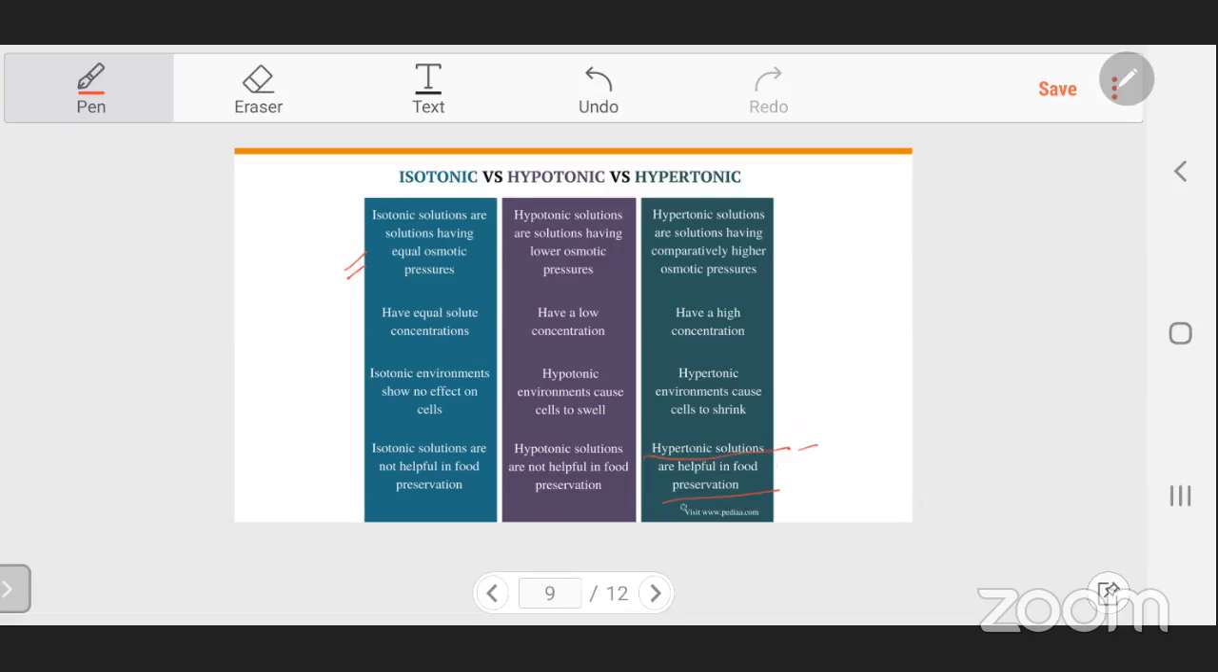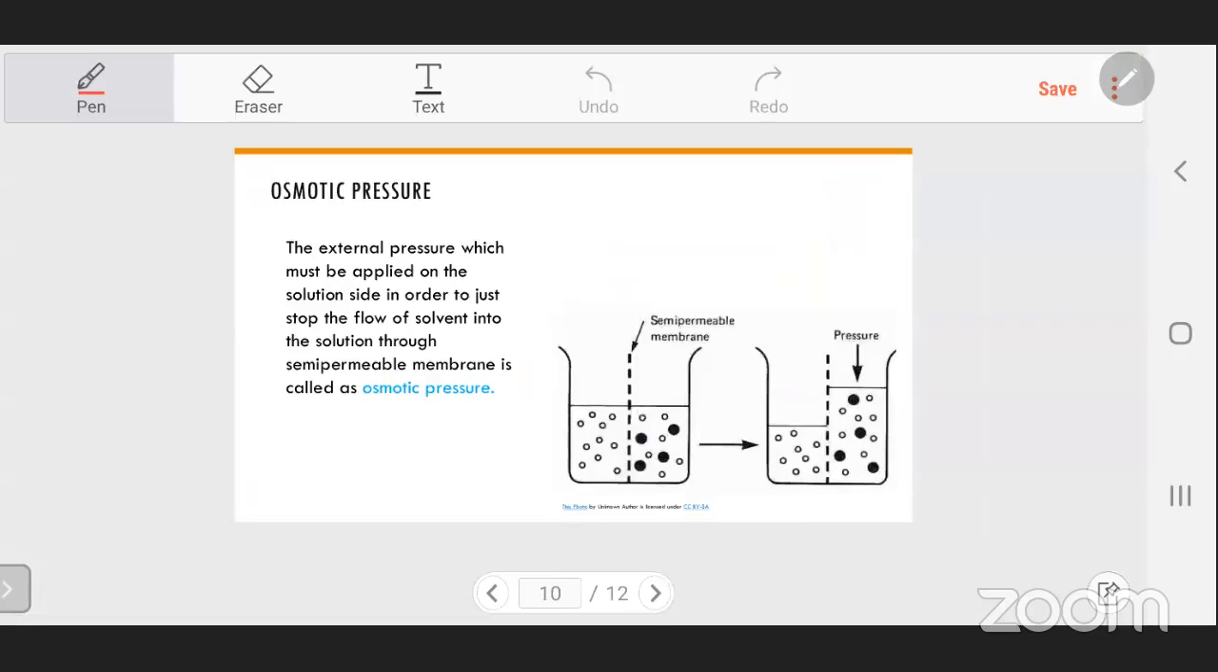They are very helpful in food preservation because they will not allow the bacteria to grow, as there is a lower amount of water in the whole solution. So they will not allow bacteria to grow, and by this process the food will remain good and healthy for a longer period of time. That's all with osmosis. Now there's another term which is related to osmosis, that is osmotic pressure.